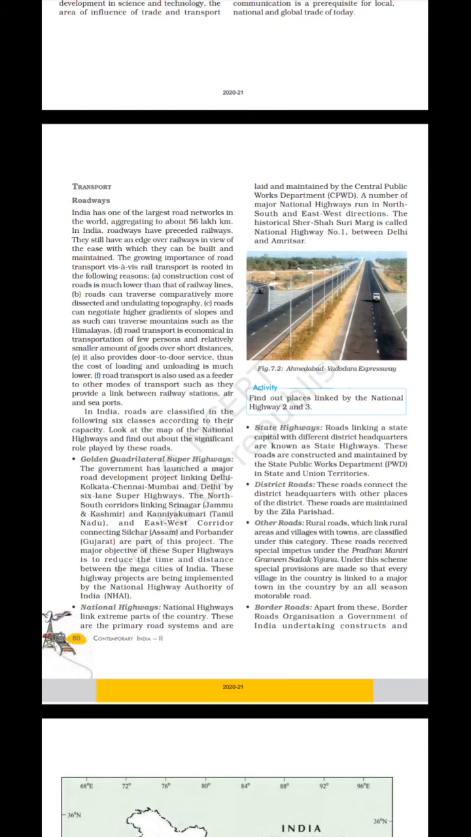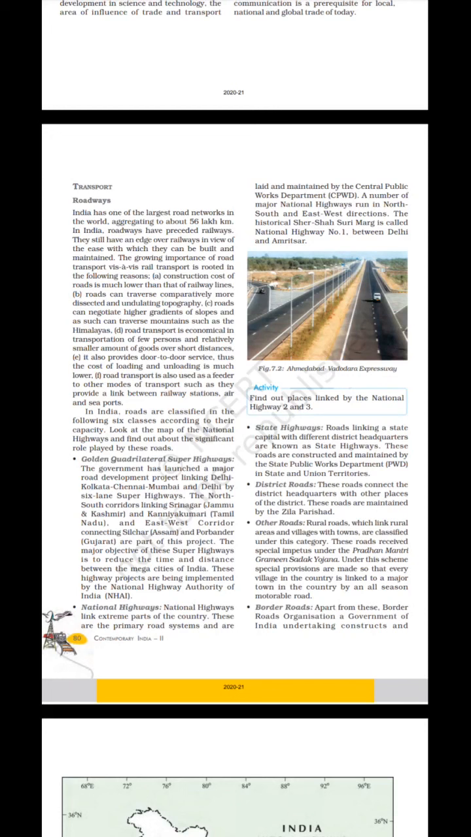Construction cost of roads is much lower than that of railway lines. Roads can traverse comparatively more dissected and undulating topography. Roads can negotiate higher gradients of slopes and as such can traverse mountains such as the Himalayas. Road transport is economical in transportation of few persons and relatively smaller amount of goods over short distances. It also provides door-to-door service, thus the cost of loading and unloading is much lower.